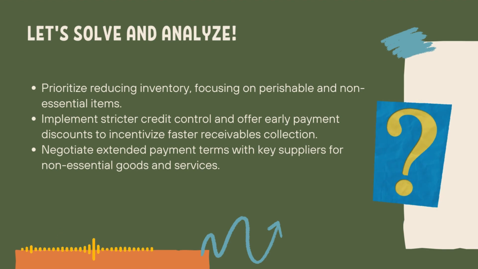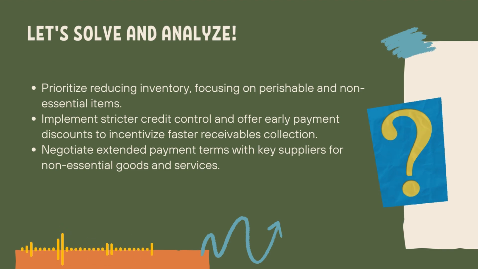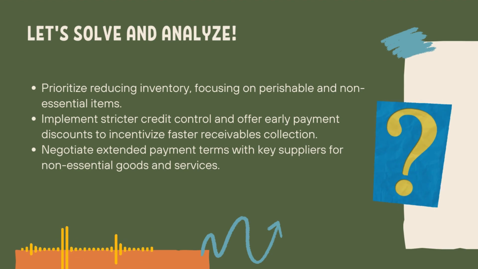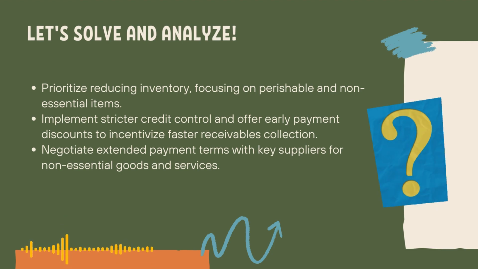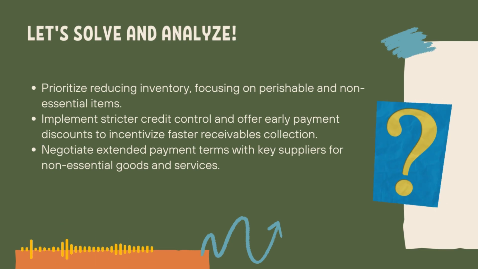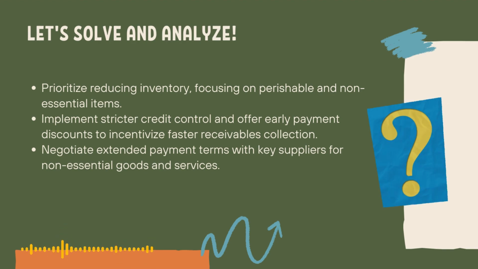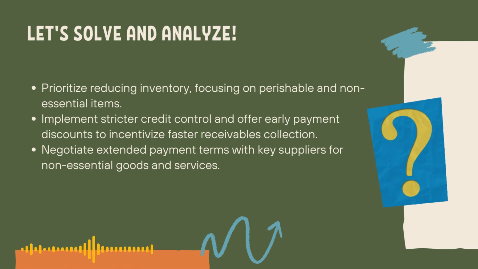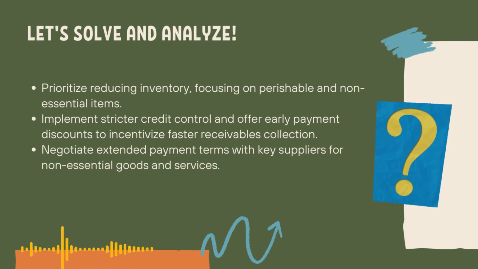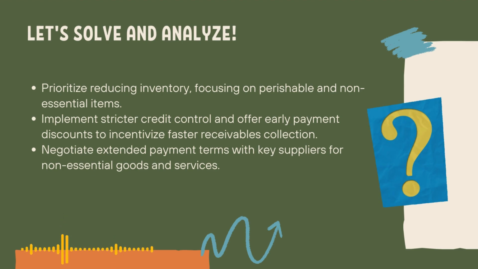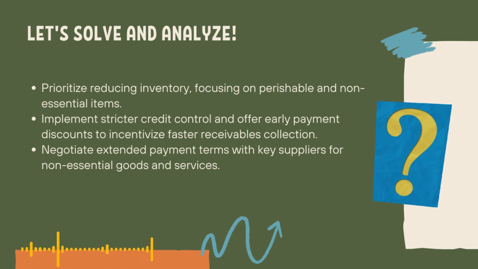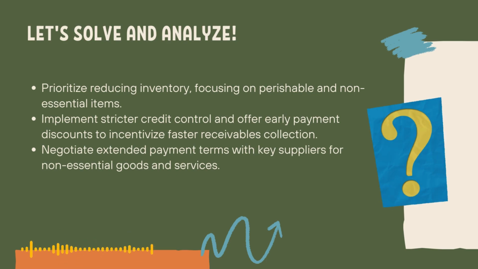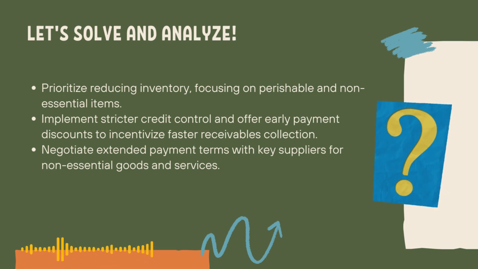The first one is they could prioritize reducing the inventory, focusing on perishable and non essential items. This frees up significant cash without drastically impacting the guest experience. Number two, they could implement stricter credit control and offer early payment discounts to incentivize faster receivables collection. This improves cash flow without affecting customers' relationships.